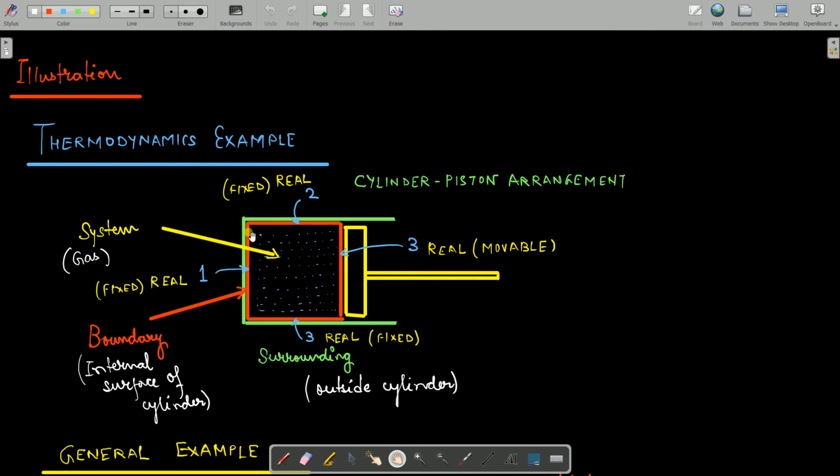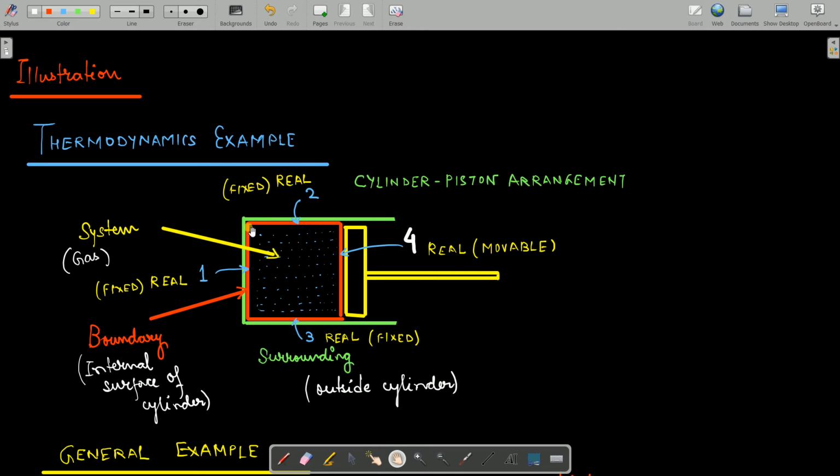So let's see one by one. Here it has four different regions, as you can see, 1, 2, 3 and 4. The first region I can consider to be real. I will explain the types of boundaries, don't worry, but here you just have a look. Region number 1 is a real and fixed boundary. Why real? Because it's really existing. And why fixed? Because it's not moving. This is the surface of the cylinder, and the cylinder exists, you can touch it. So it is fixed and it is real.